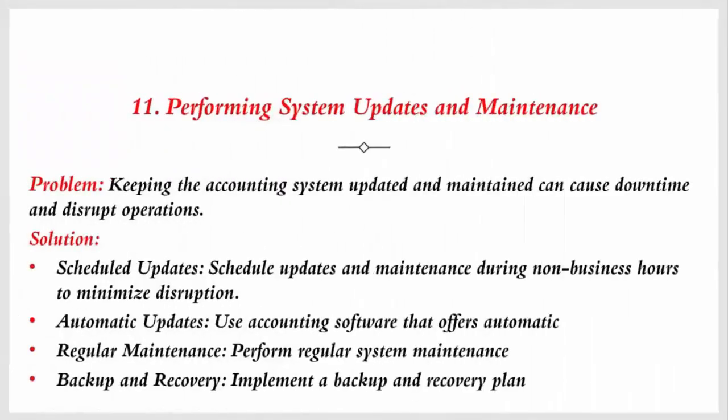11. Performing system updates and maintenance. Problem: keeping the accounting system updated and maintained can cause downtime and disrupt operations. Solution: scheduled updates. Schedule updates and maintenance during non-business hours to minimize disruption. Automatic updates. Use accounting software that offers automatic updates to ensure you have the latest features and security patches. Regular maintenance. Perform regular system maintenance to keep the software running smoothly. Backup and recovery. Implement a backup and recovery plan to protect against data loss during updates.